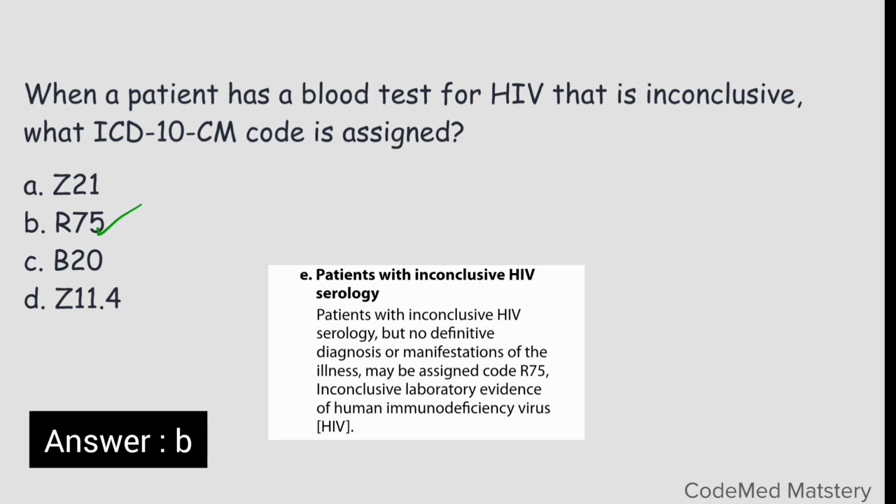Option A is wrong. Z21 is for asymptomatic human immunodeficiency virus. Option C B20 is wrong because that is for human immunodeficiency virus HIV disease. And Z11.4 is for encounter for screening of human immunodeficiency virus. That is also wrong. The right answer is option B.